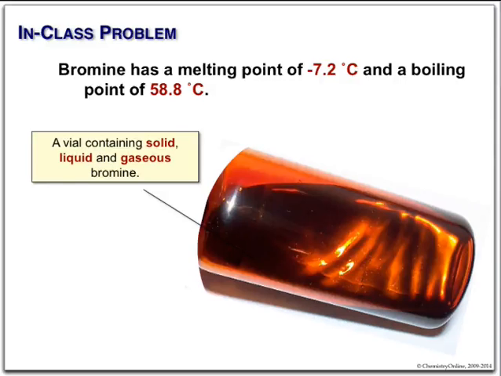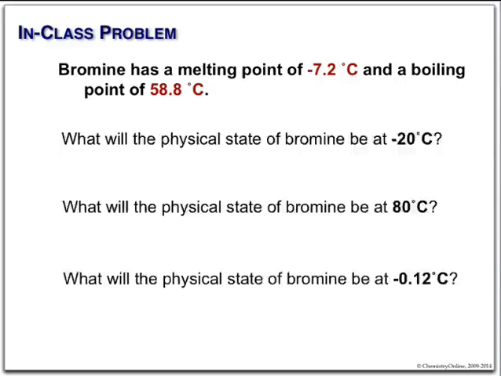Okay, so this little vial was frozen. It's a little cup. There's solid bromine still in the bottom, liquid bromine here, and this red gas is bromine in the gas phase. Don't want to play with it, don't want to mess with it. Bromine is fairly toxic. It has a melting point of minus 7.2, a boiling point of 58.8. Simple question. If we're at minus 20, what will be our physical state?